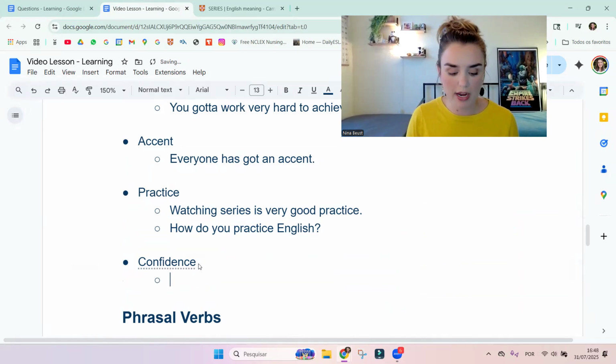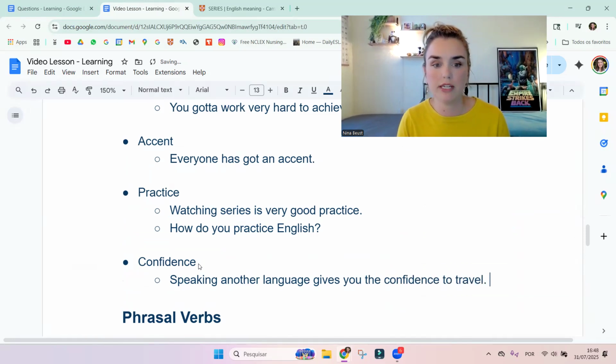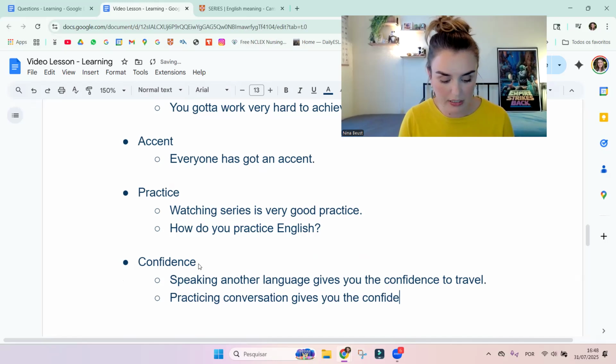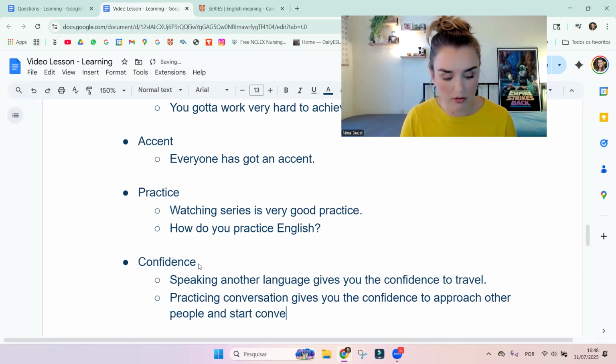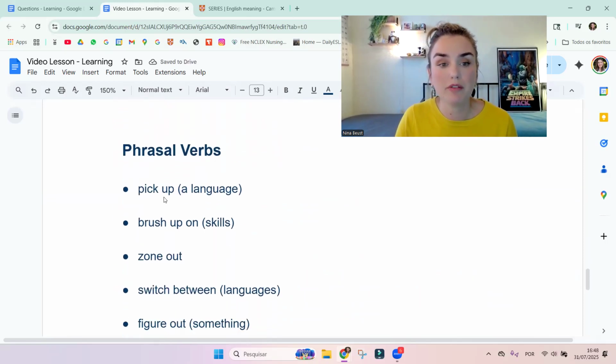And confidence, right? Speaking another language gives you the confidence to travel, right? It gives you the confidence to travel or to approach people, to start conversation, right? Practicing conversation gives you the confidence to approach other people and start conversations in real life. It does happen, okay?